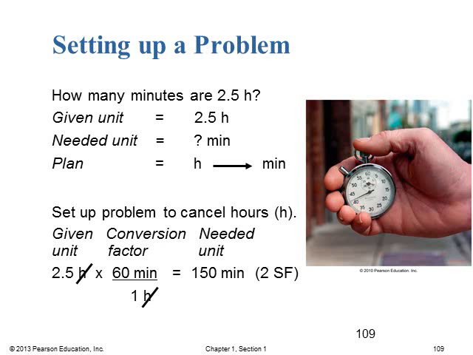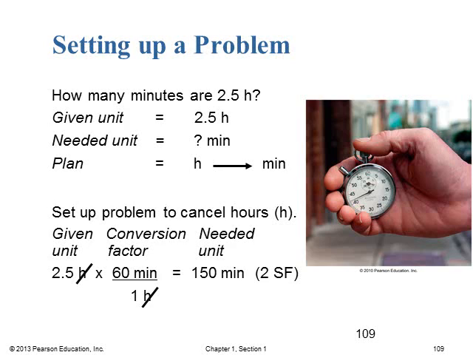All right, so here we have: how many minutes are 2.5 hours? Our given unit, again, is given to you: 2.5 hours. What you need is asking for how many minutes. So our plan is to go from hours to minutes. And we know that there's 60 minutes in 1 hour. So we set up our equation.